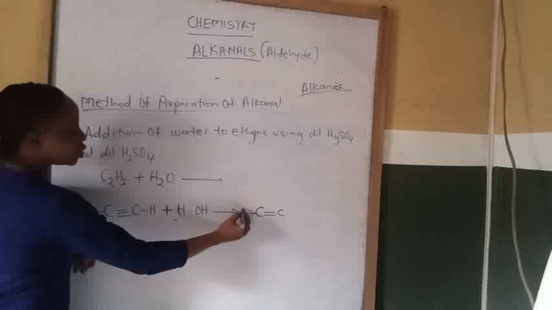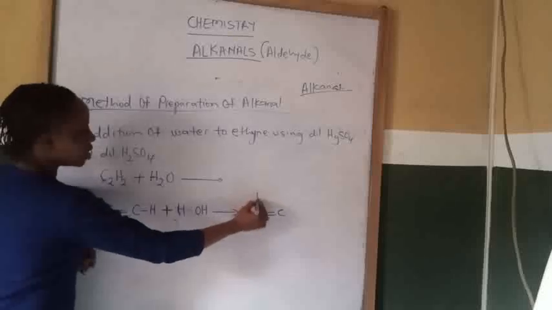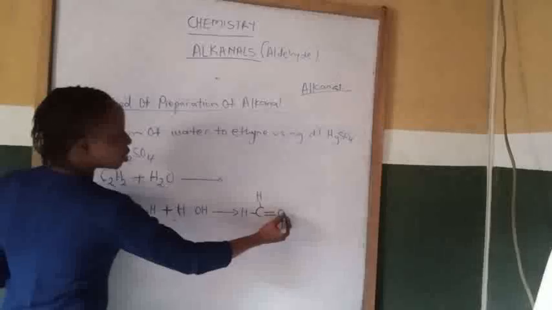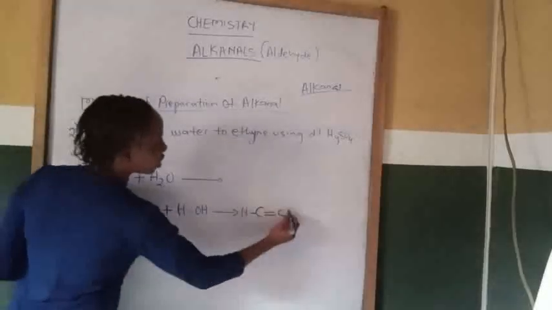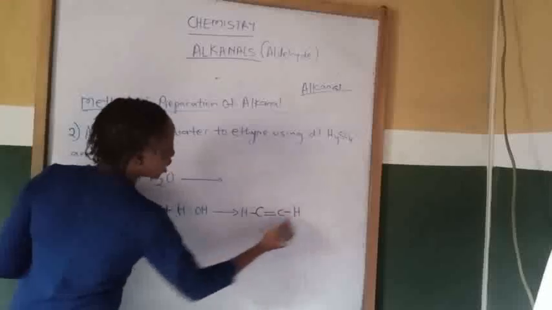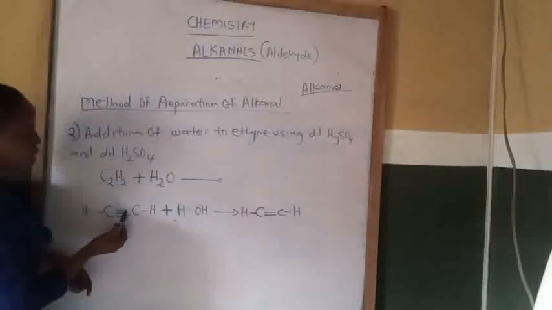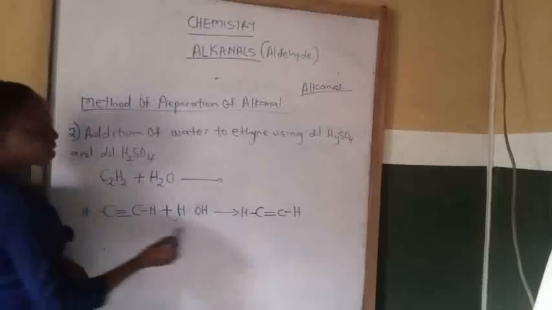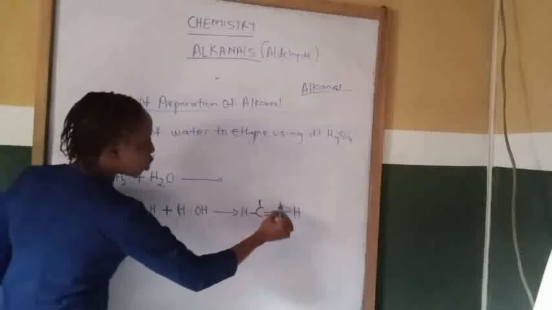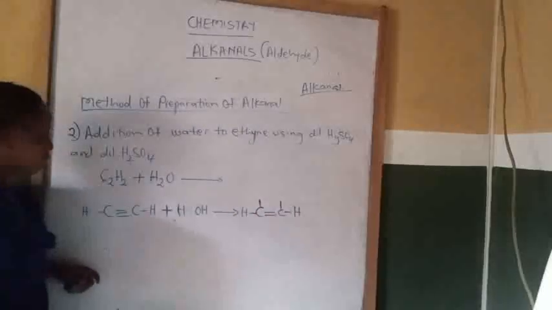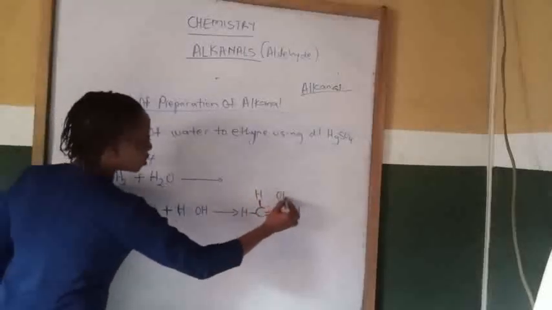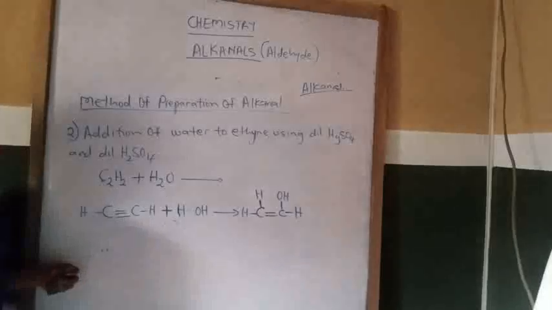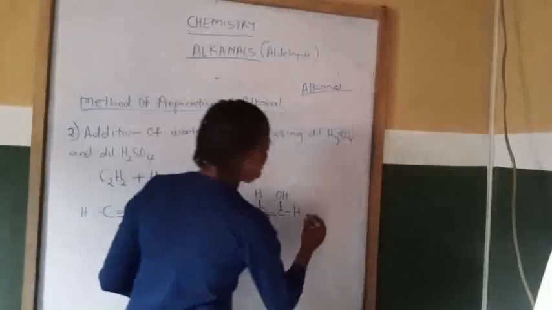Here we have hydrogen, then another hydrogen here. We have removed one of the bonds, and automatically it will attach to the two carbon atoms. So therefore, hydrogen will enter here, then hydroxyl ion will enter here. So that is the rearrangement of this structure.